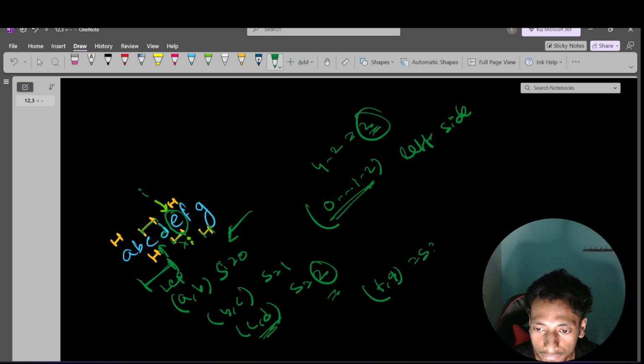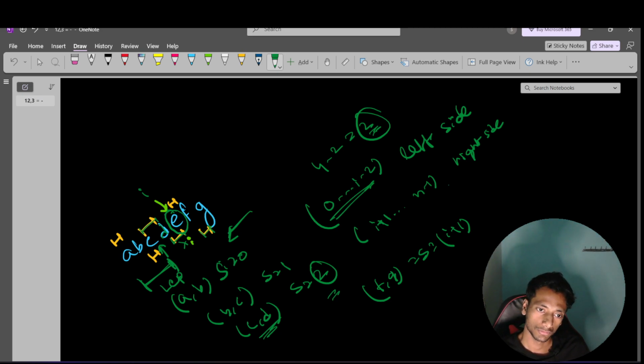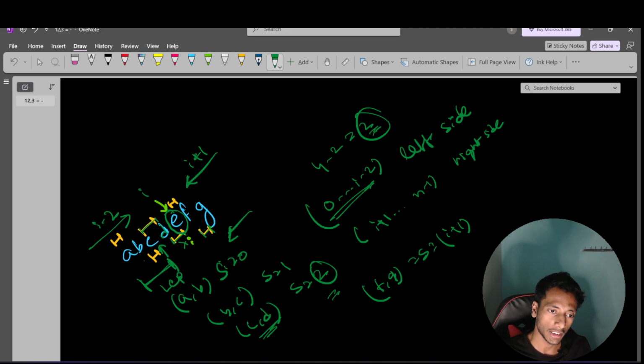So what is the starting index for F? The starting index will be i plus 1. Got it? So from the right side, I check from i plus 1 to n minus 1 what is the maximum length of the longest common prefix substring. So from the left side it will go up to i minus 2, and from the right side it will start from i plus 1. This is clear, why i minus 2 and why i plus 1 from the right side. Now how can I do that?